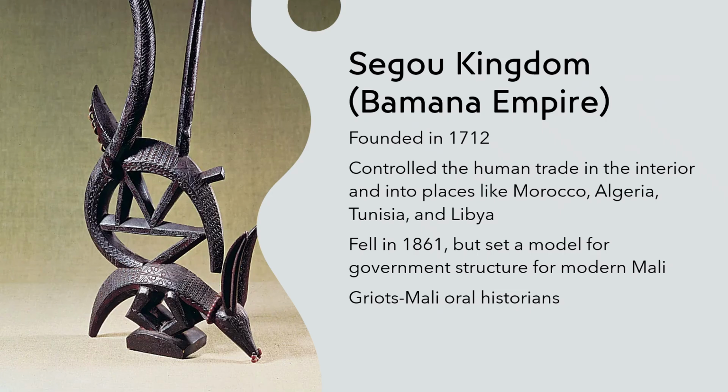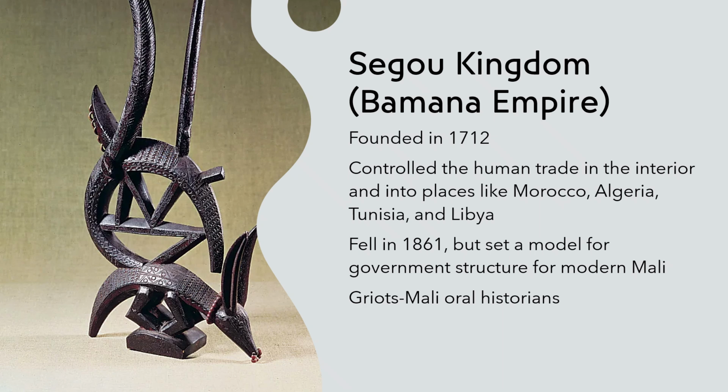Okay, and the final African kingdom that we're going to talk about today is the Sangu Kingdom, also known as the Bamana Empire, founded in 1712. And they are going to really be the ones that will control a lot of this interior African slave trade into places like Morocco, Algeria, Tunisia, Libya. So really that northern part of Africa instead of so much the west coast.